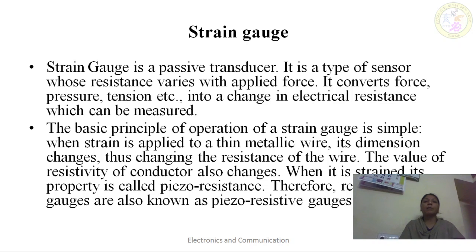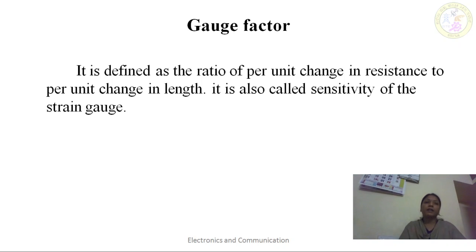So when force is applied on a wire, the dimension of the wire changes. That dimension change, a very small change in micrometers, can be measured by using a strain gauge. Here the very important term is the strain gauge factor. The gauge factor is defined as the ratio of per unit change in resistance to per unit change in length. It is also called the sensitivity of the strain gauge.